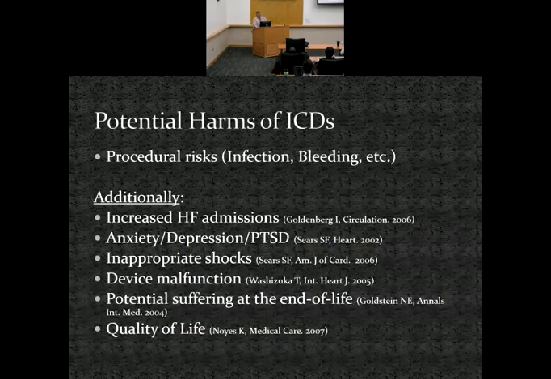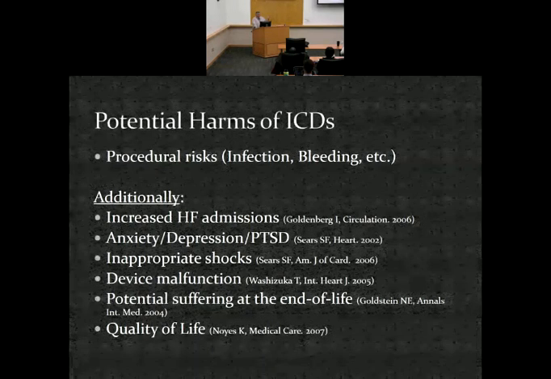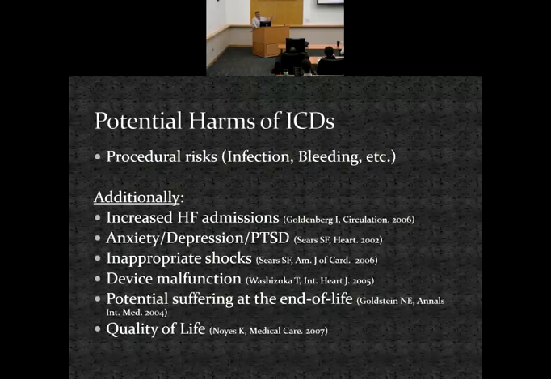But they come with lots of harms and trade-offs. There's obviously the procedural risks, but there's a lot of other interesting harms. There's some data that you have increased heart failure admissions. I talked about that trade-off of sudden death and progressive heart failure. There's some data that people who get a defibrillator have more heart failure admissions. The idea there is you took somebody who would have died of sudden death and kept them alive. So they've proven themselves to be a little bit sicker, or have a little bit sicker heart. So they had more heart failure admissions. This was one of the secondary analyses of one of the big trials.